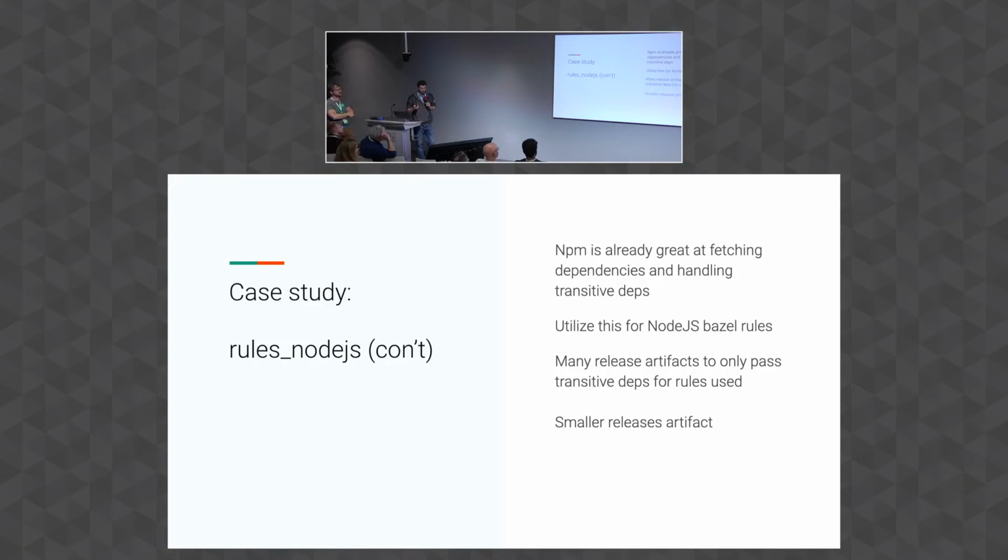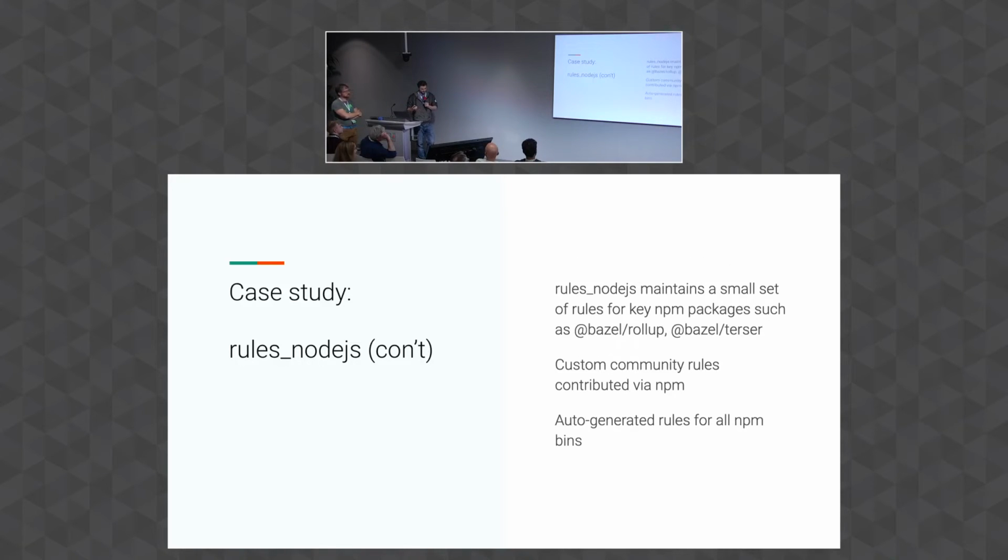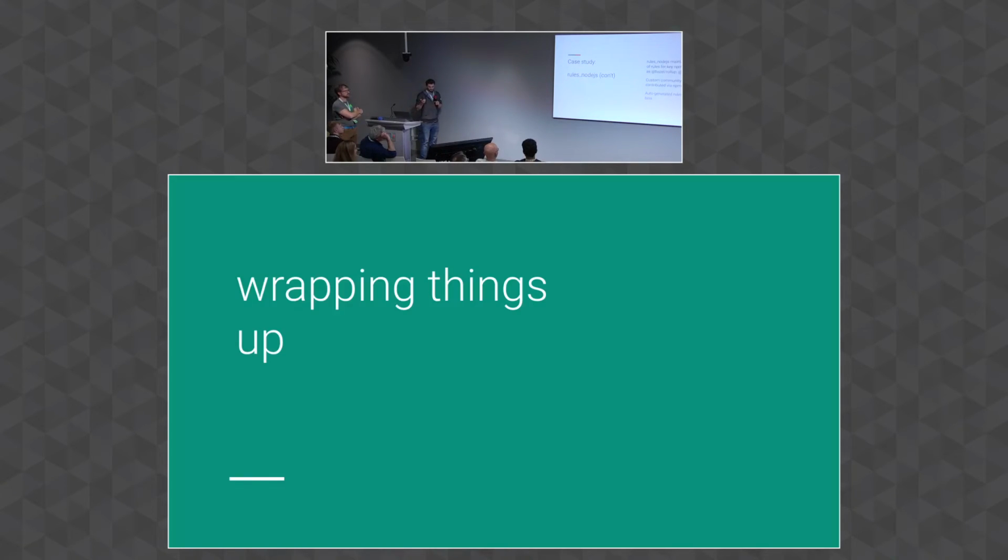It also means we have smaller release artifacts because there's fewer of those. And for us, it means that we only need to maintain a small set of rules for the key packages that really need special cases, such as rollup and terser, and the community can actually contribute rules just via NPM without pull requesting against a repository.